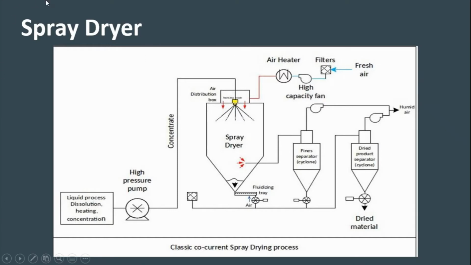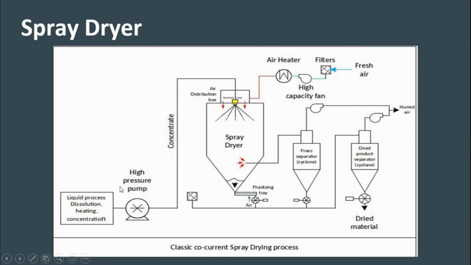Now let us discuss the construction of a spray dryer by referring to this process flow diagram. The most essential and important components of a spray drying process are a spray drying chamber, obviously, the atomizer, which is a high-speed rotating disc, the air heater, which heats the air that is being sucked by the high-capacity fan or blower, which is present here, the cyclone separators, which have two major roles. One is for the final collection and one is for separating the dust particles from the primary chamber.